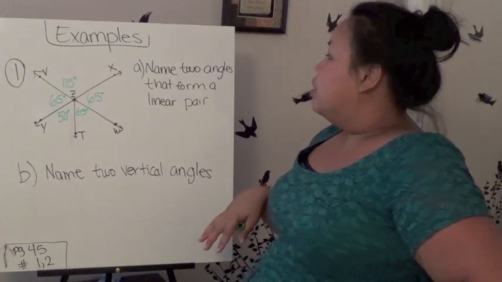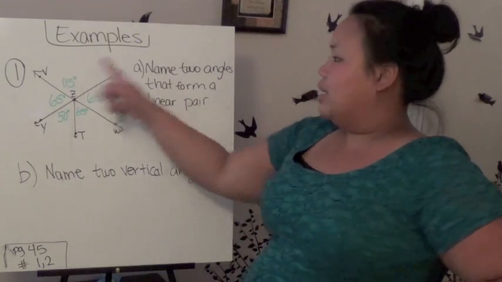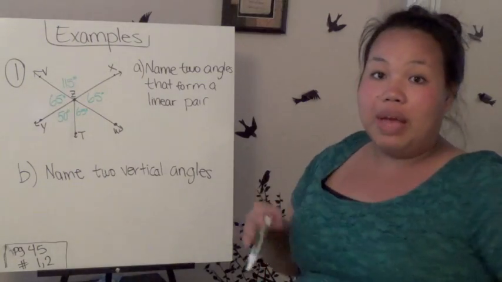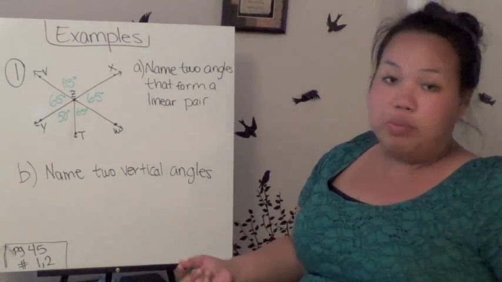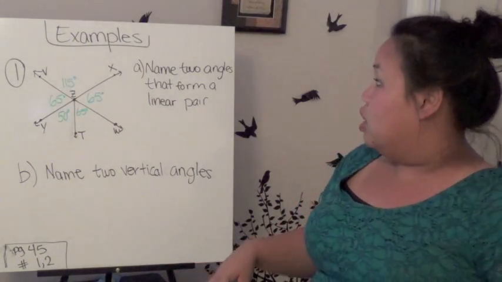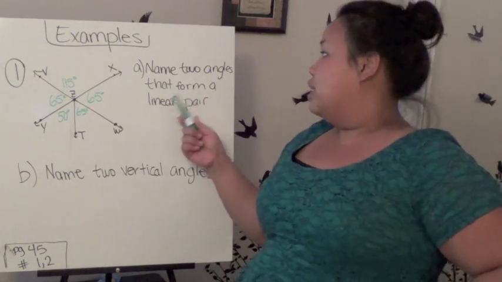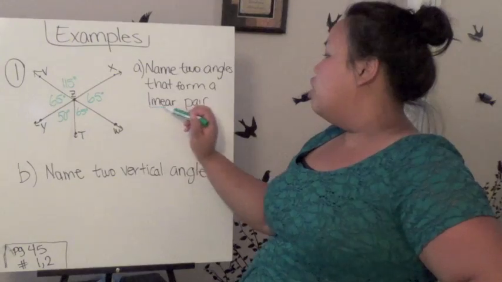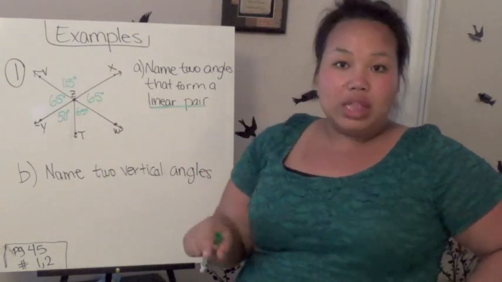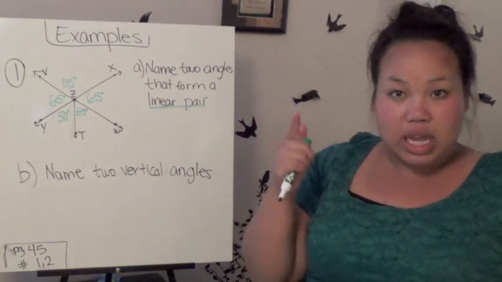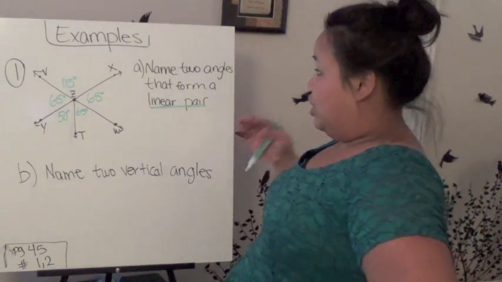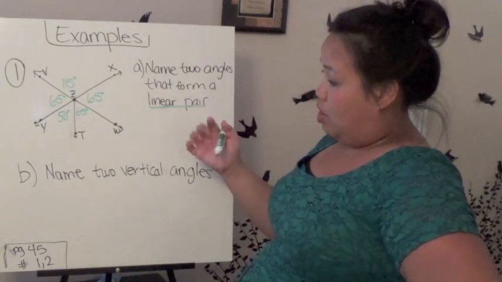First example, it has this illustration, so please don't forget to be pausing after I put up every board so that you can write what's on there. Our first example is asking us to name two angles that form a linear pair. And the term linear pair means a straight line, but it also should give you a number. What's that number? 180 degrees. Okay? So basically it's just asking for two angles that create 180 degrees.